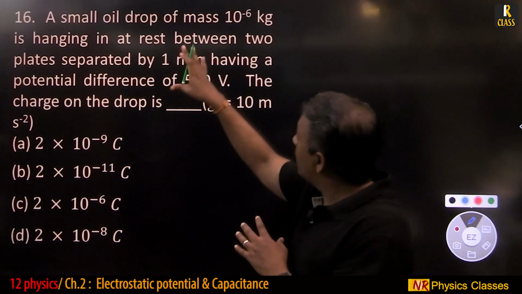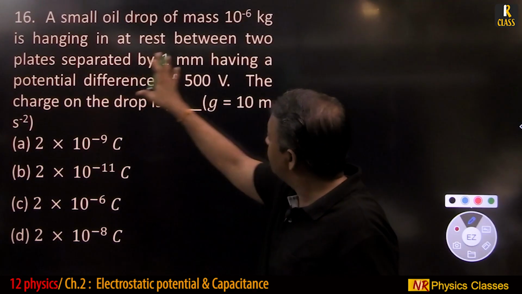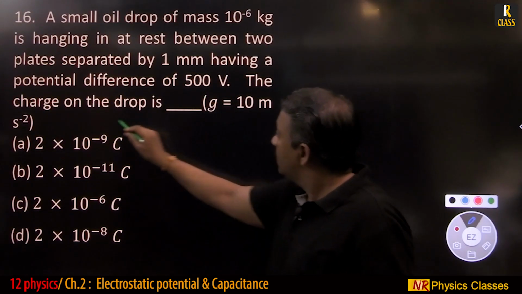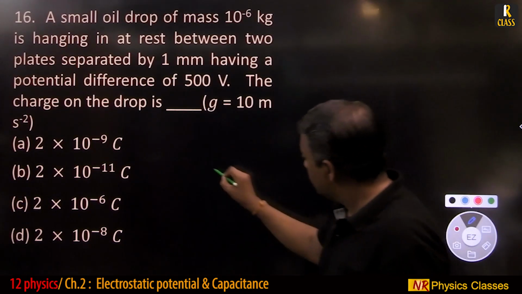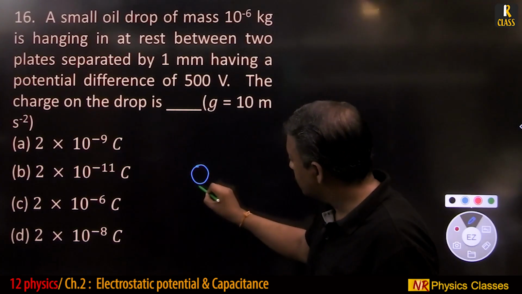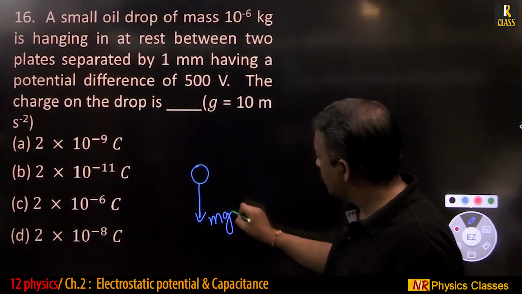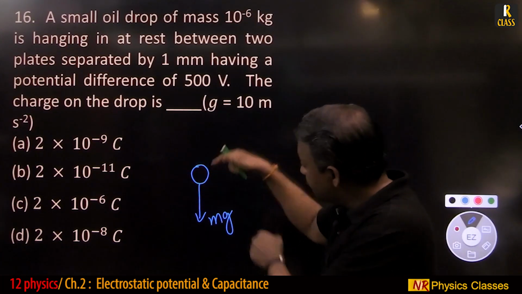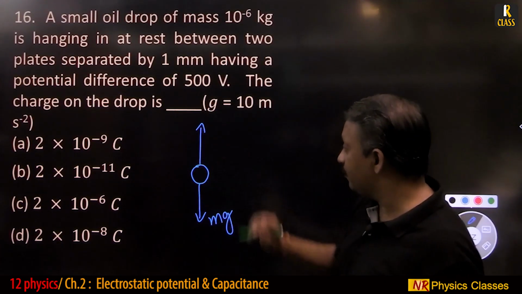A small oil drop of mass m is hanging at rest between the plates. The potential difference is given, and we need the charge on the drop. Understand the problem? There is an oil drop with charge Q. Its weight is mg. But since it is hanging at rest, the charge should experience an upward electric force.